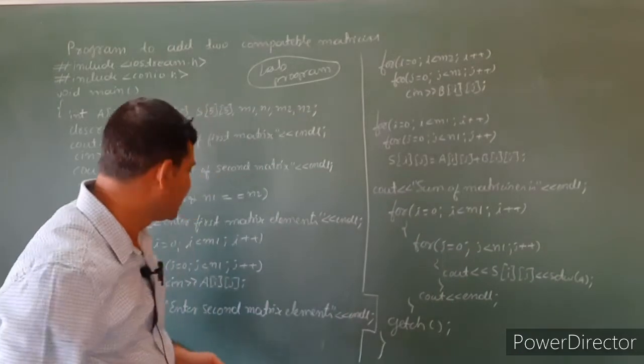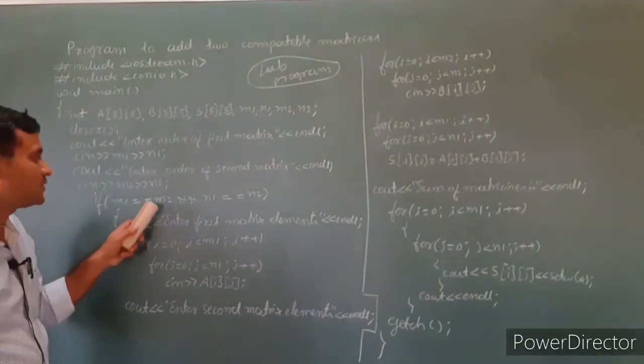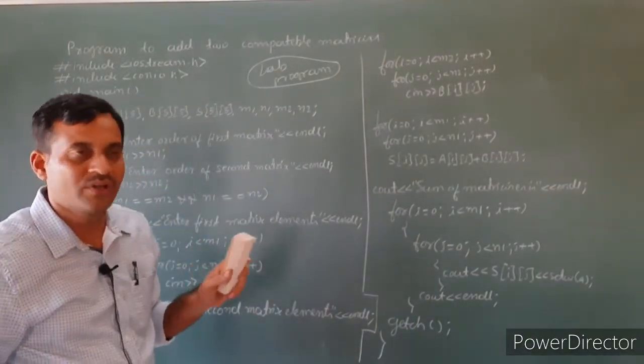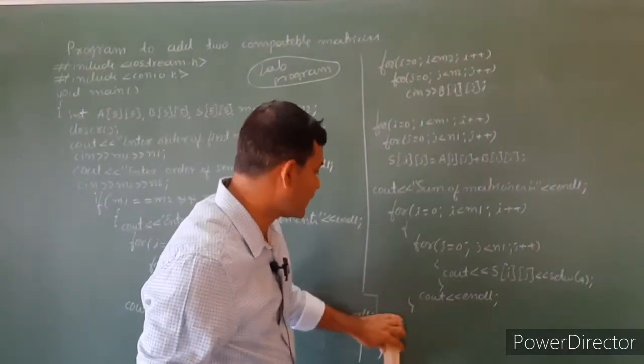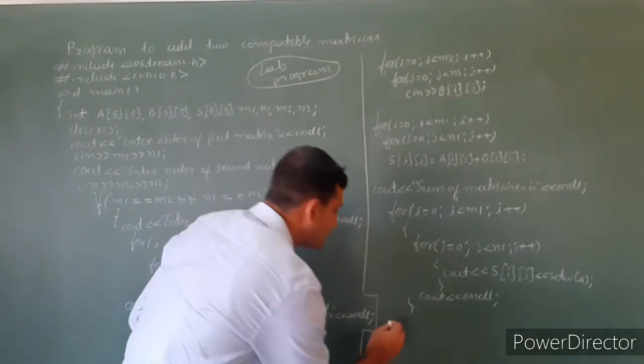Make one correction. Here we verify if M1 is equal to M2 and N1 is equal to N2. If it is true, we have to do all these things. If it is false, we also write the else part here.